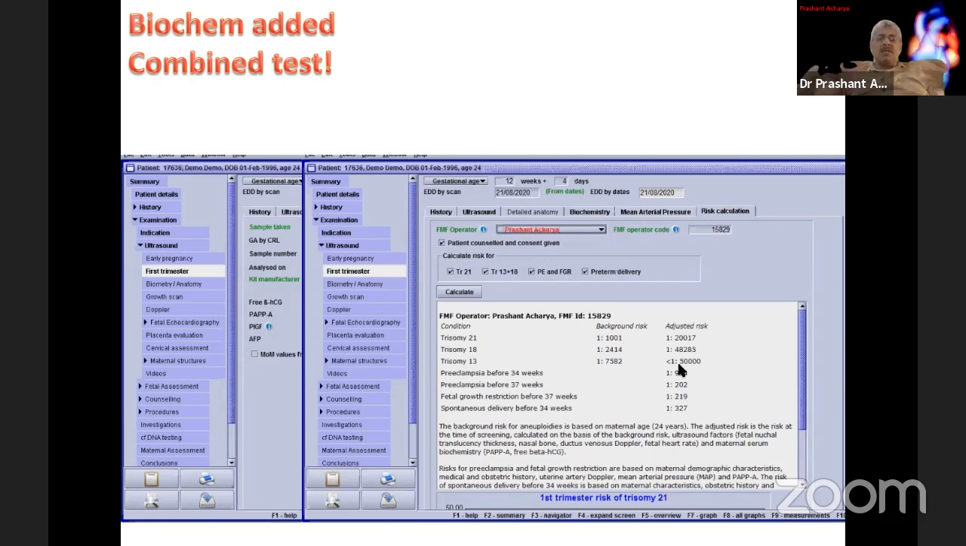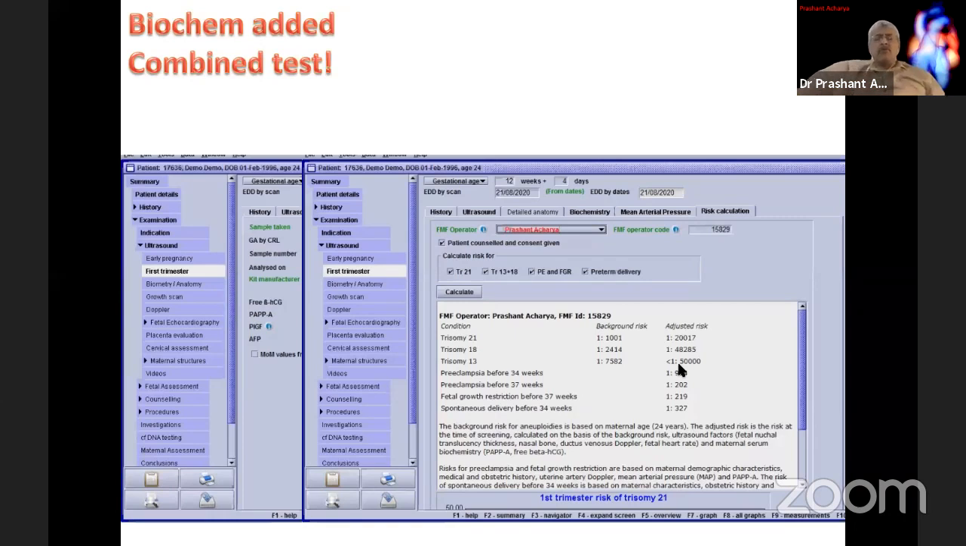The ultrasound can alter the risk by 50 times. If it is bad, it can increase the risk by 50 times. Biochemical markers, if they are bad, will be able to change the risk by 20 times. So the more the capacity, the better the factor for disease or diagnosis.